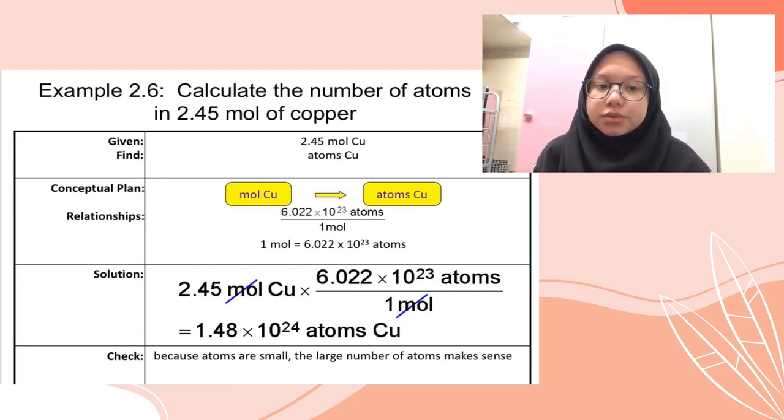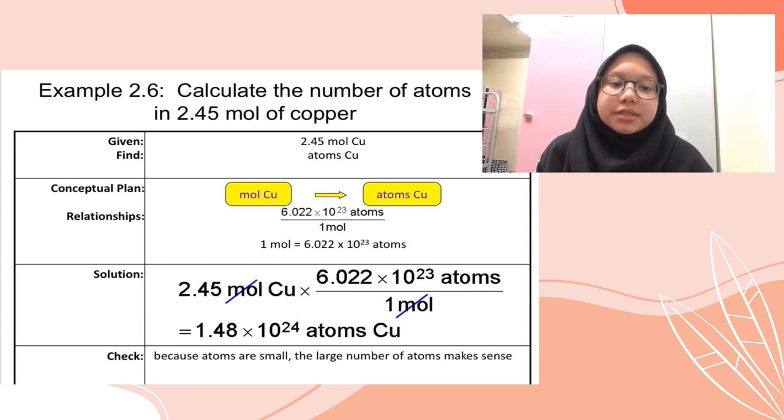So the first step is we have the number of particles, which is 2.45 moles copper, multiplied by Avogadro's number, which is 6.022 times 10 to the power of 23 atoms, divided by 1 mole. So we will get 1.848 times 10 to the power of 24 atoms copper. Because atoms are small, the large number of atoms makes sense.